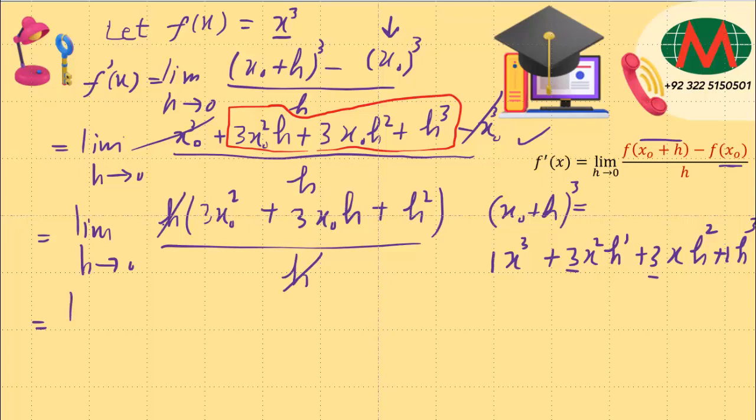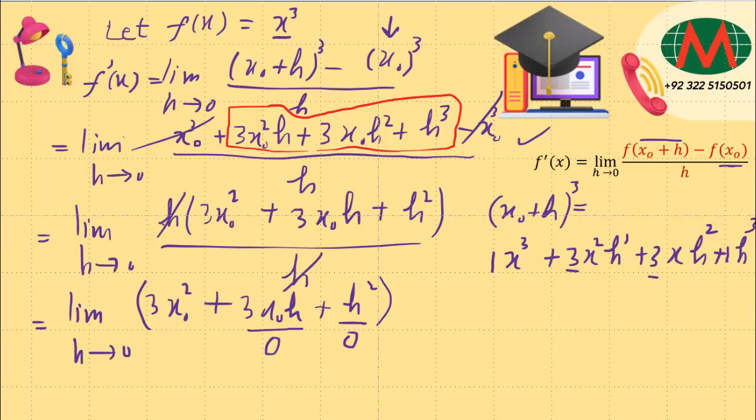So whatever we have left, the limit as h tends to 0 of 3x0 square + 3x0 h + h square. So we left this, put bracket. Now we'll put h = 0 in this. So we have h here, it will become 0, h here, it will become 0, and we are just left with this. So the answer is 3x0 square. Because we don't have any number to put into x0, we will write here 3x square. So this is the derivative of the function x cube.